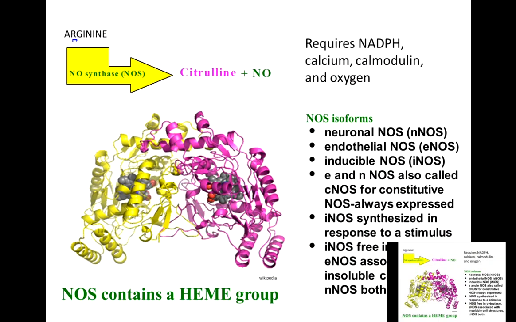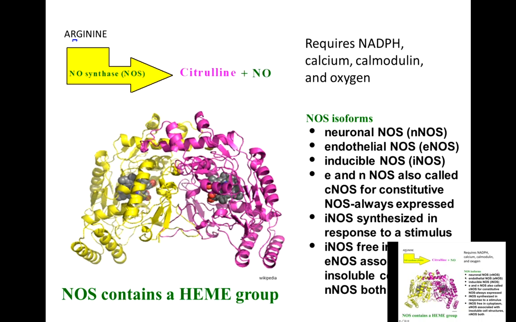So, how do you make nitric oxide gas? You make it with an enzyme called nitric oxide synthase, or NOS. It uses arginine as a substrate, and produces citrulline and nitric oxide. This chemical reaction requires NADPH, calcium, calmodulin, which is a calcium-binding protein, and oxygen, and that's important for some of the signaling we'll talk about.